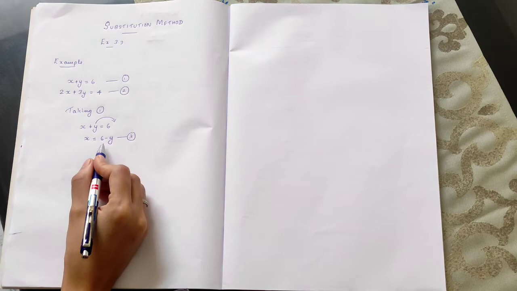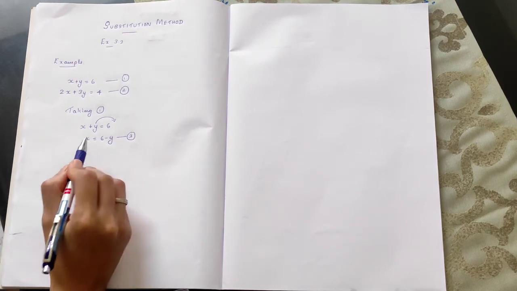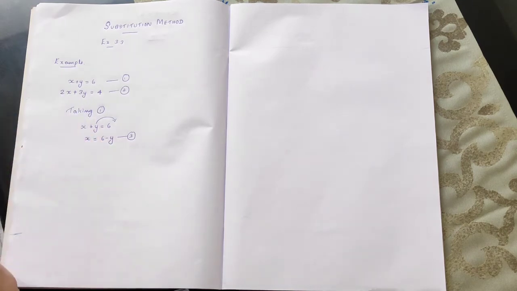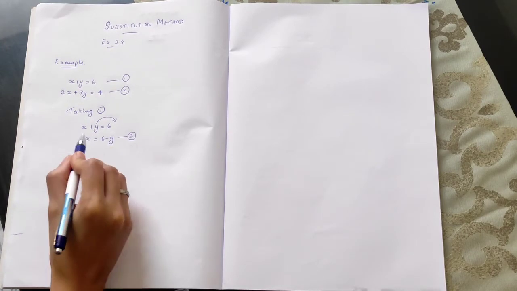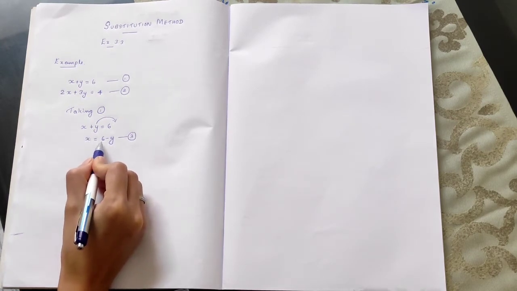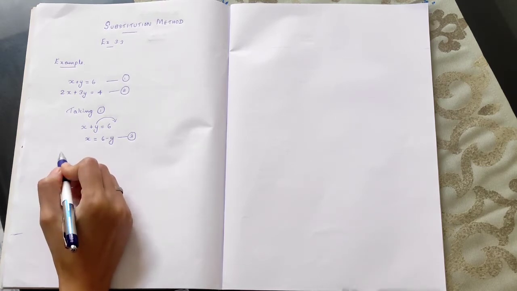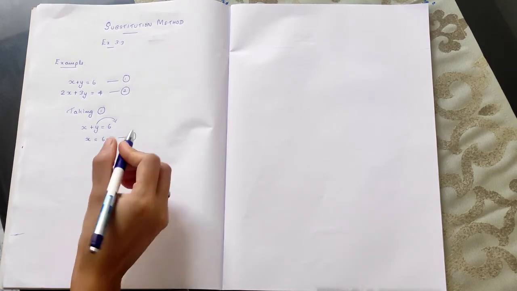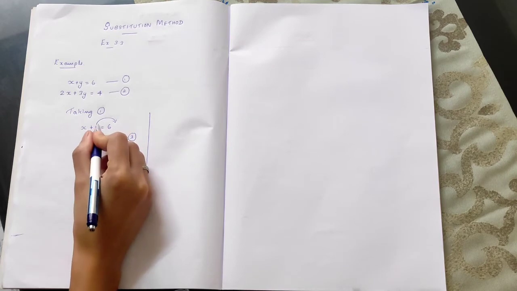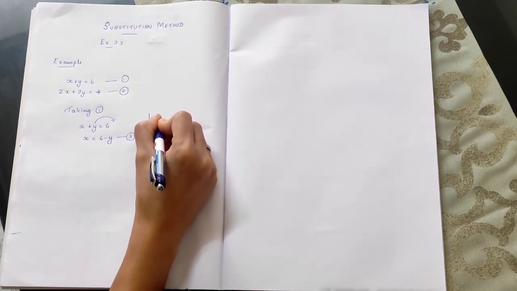And we can write this 6 minus y wherever we find x in any of these equations. That means we can substitute, here comes the role of substitution. We can substitute this 6 minus y instead of x anywhere in these two equations. So it is not compulsory that we have to move this y. We can also move this x if we want instead of y.